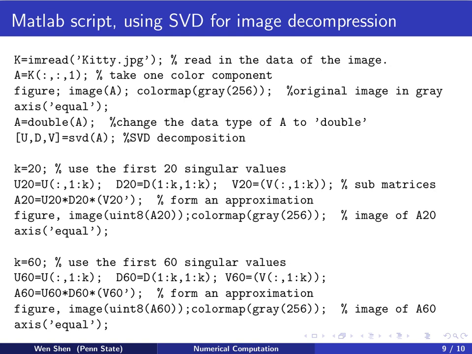And now we do the singular value decomposition. So we take double A, set it to A. What it does is that it changes the data type of A to double, so Matlab can use those numbers and perform a singular value decomposition of A, and we store them in U, D, and V.